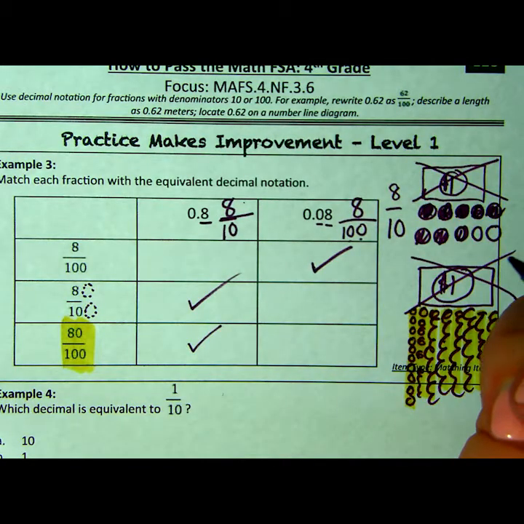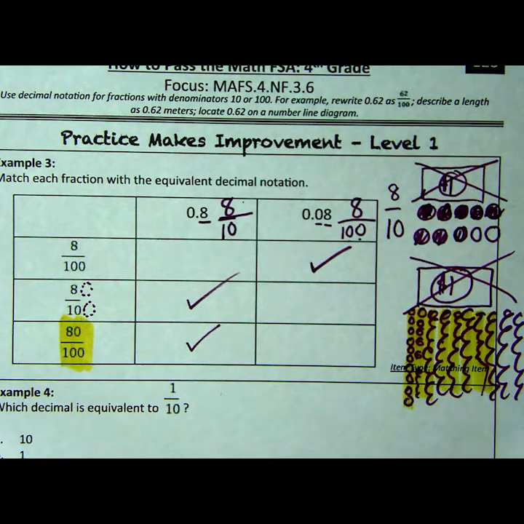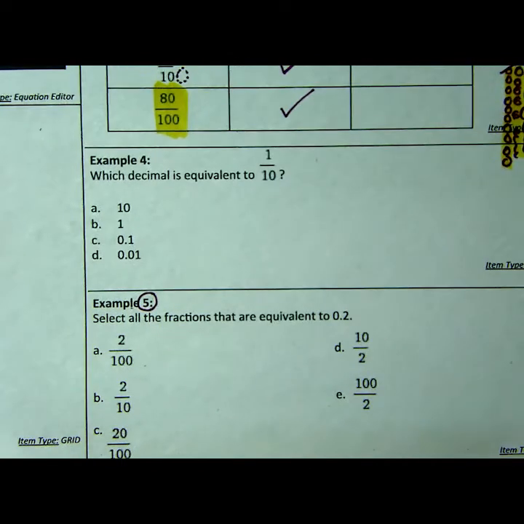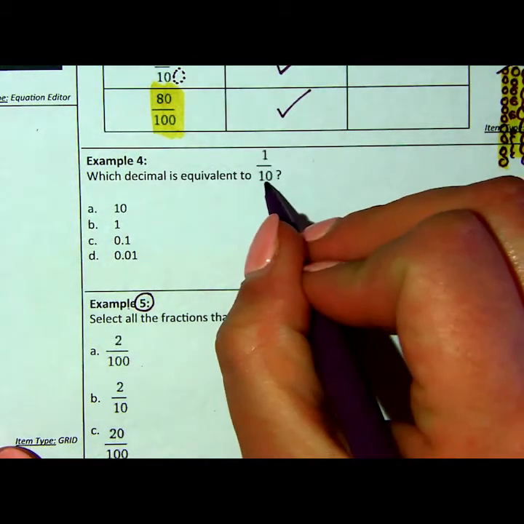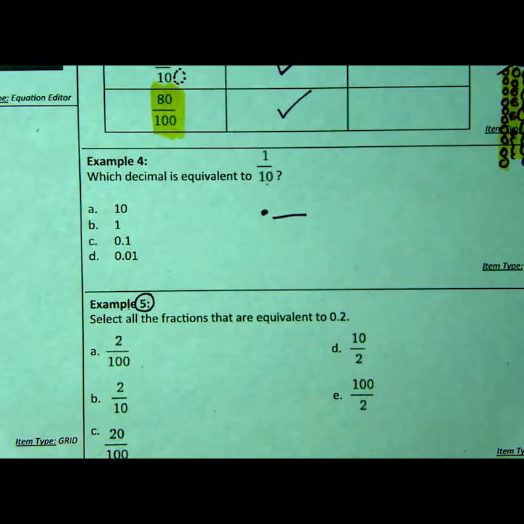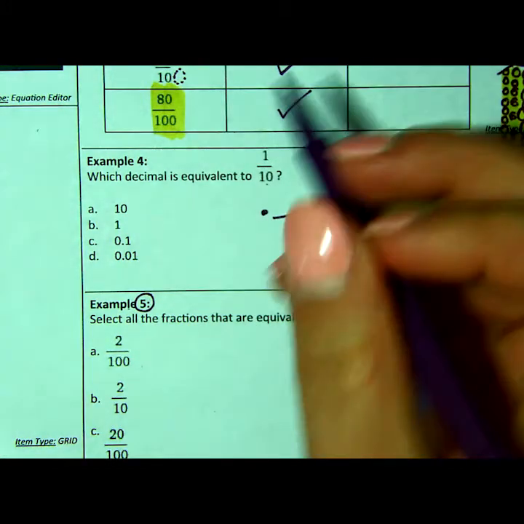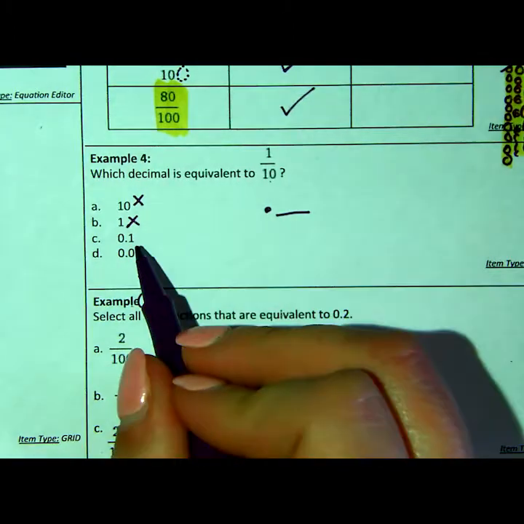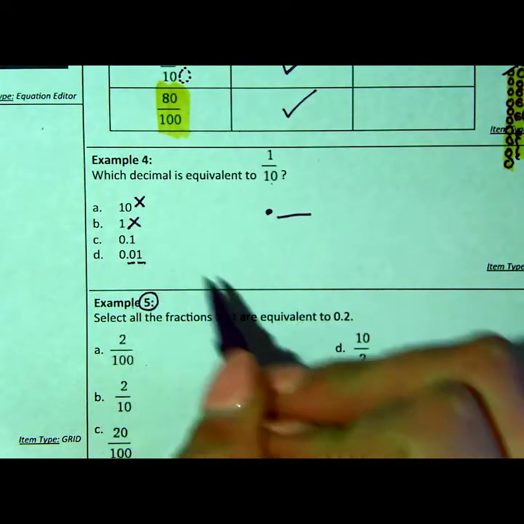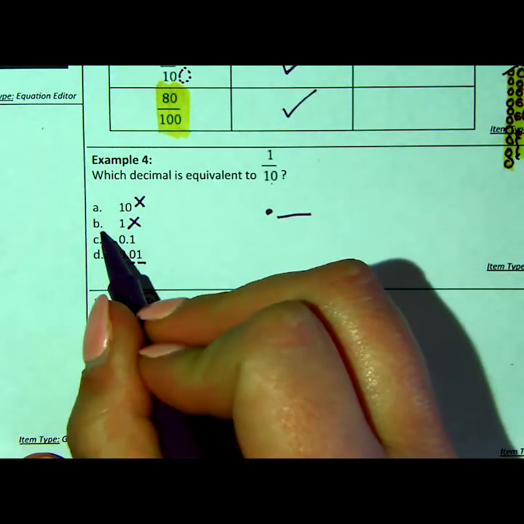All right, example number 4. Which decimal is equivalent to 1/10? Well, we know that tenth means it's just one place past the decimal point. So let's look. 10, no. 1, no. So we've narrowed it down. Well, this looks like 2 places past the decimal point, so the correct answer is C.